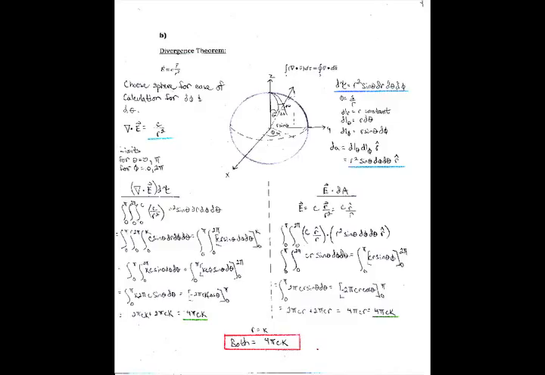You'll see as we do the triple integral and the double integral as we get to the bottom, they both come out as 4 pi ck, so it passes the test of the divergence theorem.